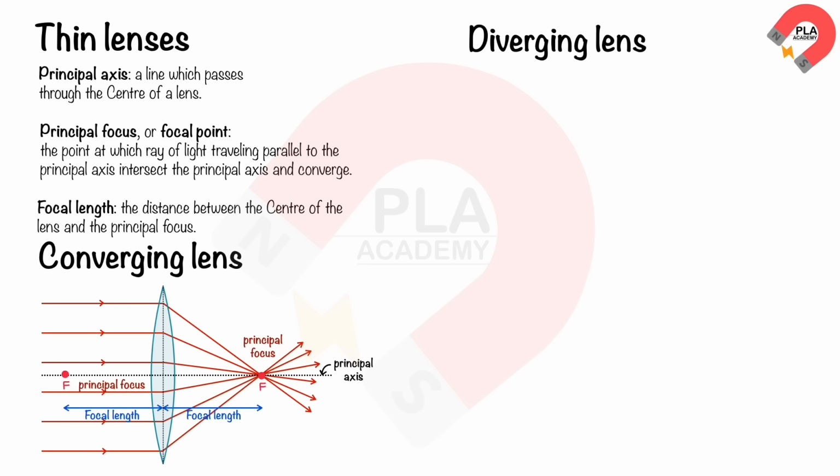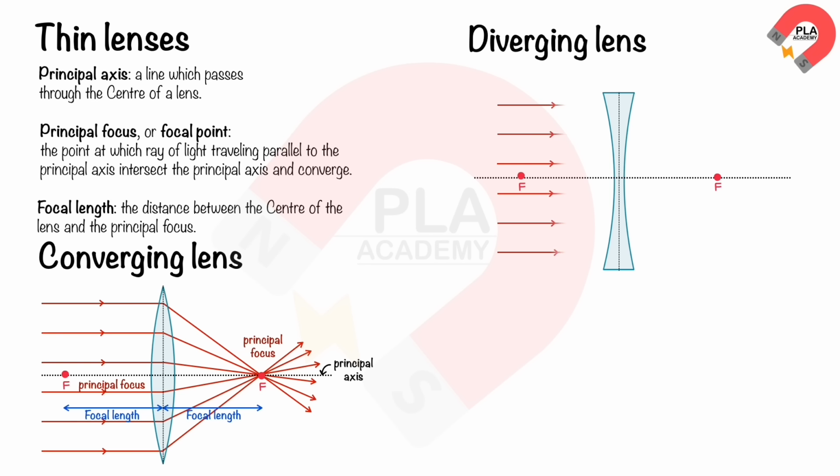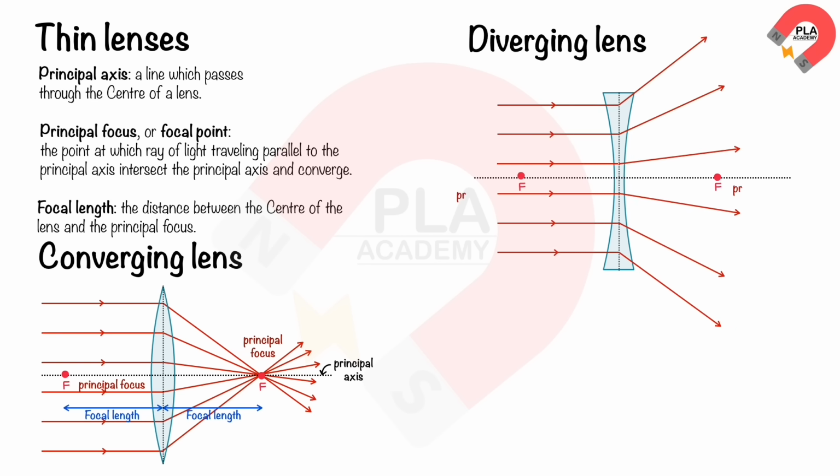Diverging lens. In a diverging lens, parallel rays of light are made to spread out from a point. This point is the principal focus. It is the point from which the rays appear to diverge. The distance from the center of the lens to the principal focus is called the focal length. The line that passes through the center of a lens is the principal axis.